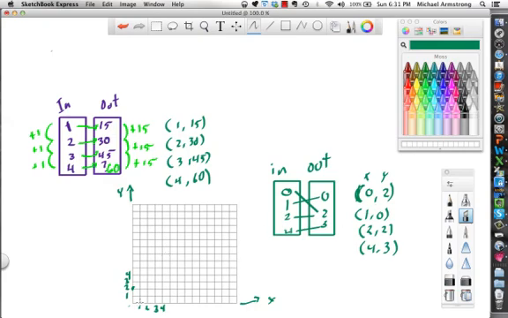1, 0 is this point right here. That's 1 over and 0 up. And 2, 2 is 2 over and 2 up. And 4, 3 is 4 over and 3 up. So you always go over and up. So over 4, up 3. And that's that point. That's 4, 3. This one is 2, 2. This one is 0, 2. And that one is 1, 0.